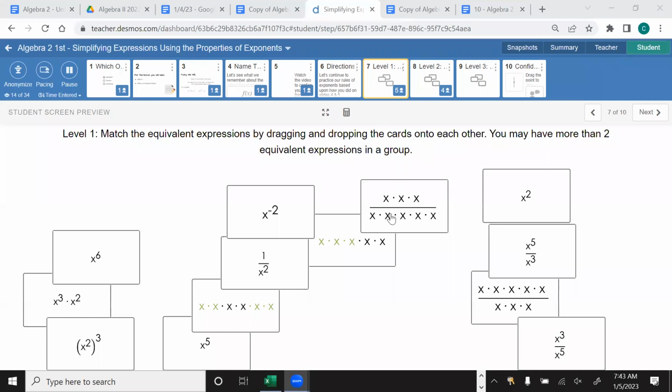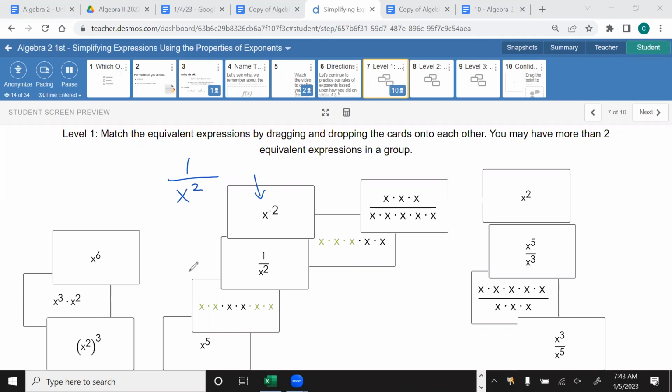So looking at slide 7, we got this mess of cards, right? Okay. So I'm going to match the expressions by dragging and dropping the cards onto each other. You may have more than 2 equivalent expressions in a group. So I'm going to start off with this first one right here. Okay, this is saying x to the negative second power. We learned that if you have a negative exponent, what are you going to do? Flip it. So that means I'm going to have 1 over x to the second power.